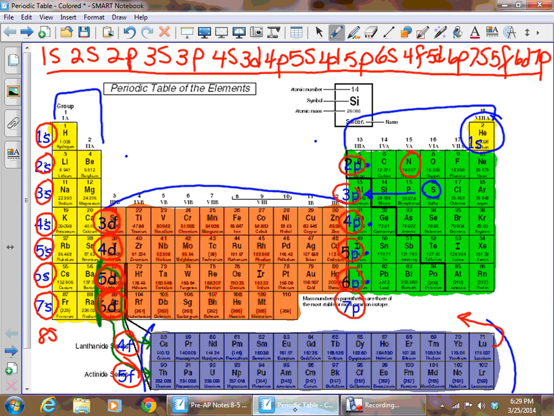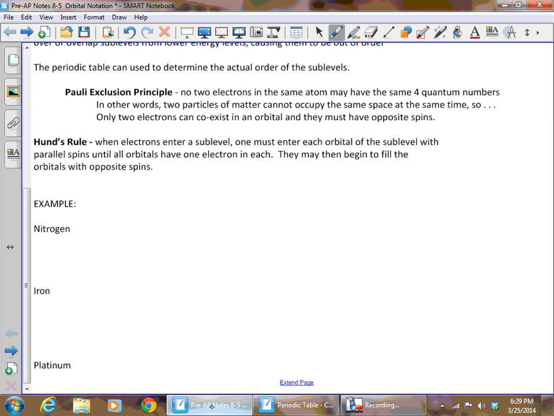So now that we've got this order, let's go back to nitrogen. We see again that nitrogen is a 2p. Notice also that nitrogen is the third element in its block. That's going to be important to us in just a second. So moving back to our notes, we're going to write the sublevels that nitrogen has: 1s, 2s, and 2p.